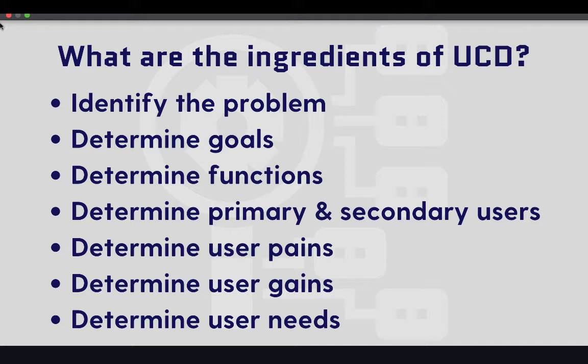We always want to start with the user, the primary users. In some cases, it's always good to identify a secondary user. We want to figure out what their pain points are, like what is giving them trouble, and what are the gains. So if the user uses your application, what are the gains? What do they gain from using your mobile app? What do they gain from implementing the solution that your mobile app provides? And then, of course, we want to determine what their needs are.